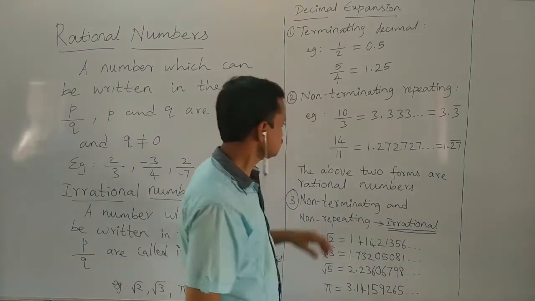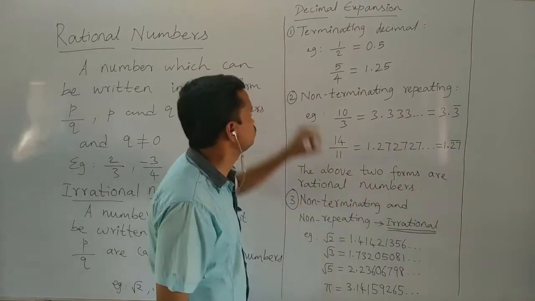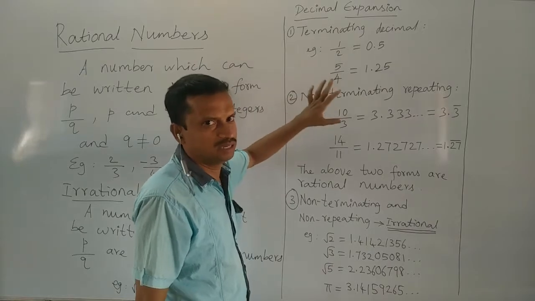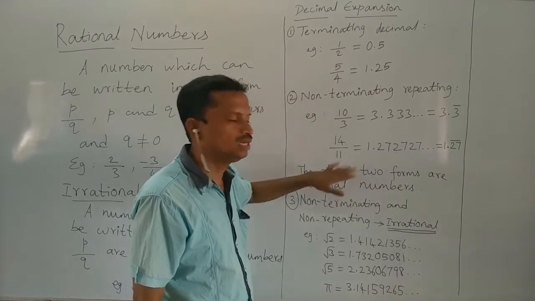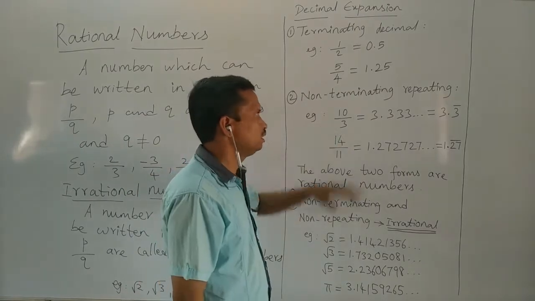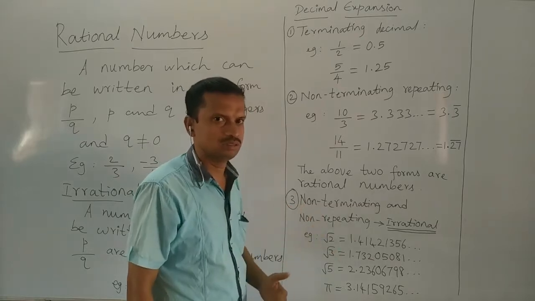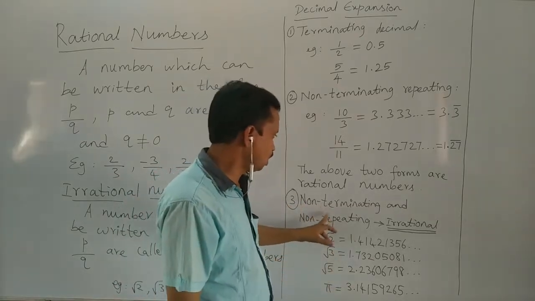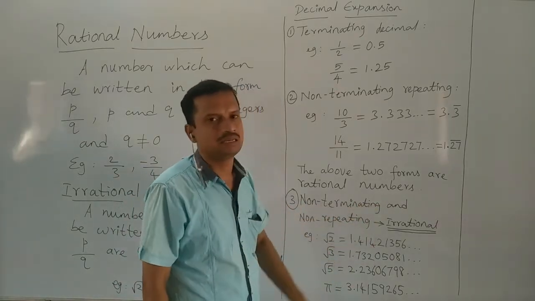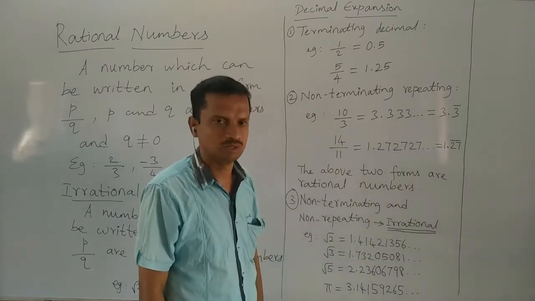Okay? So, the above two forms are rational numbers. The first two decimal expansions represent rational numbers. Terminating decimal is also a rational number. Non-terminating repeating is also a rational number. And now coming to the next, that is the irrational form. Non-terminating and non-repeating decimals are irrational numbers.